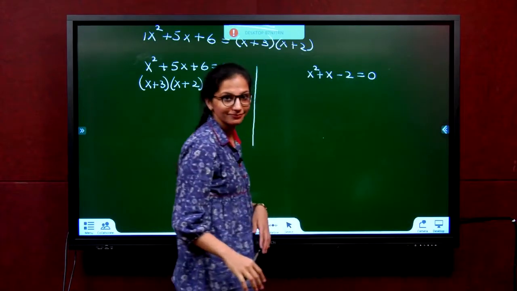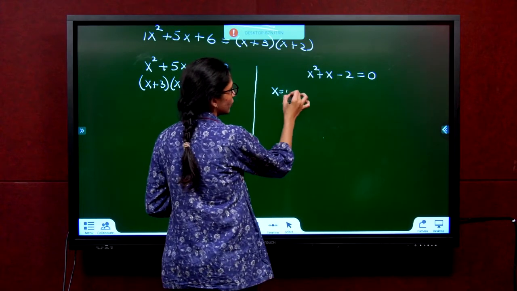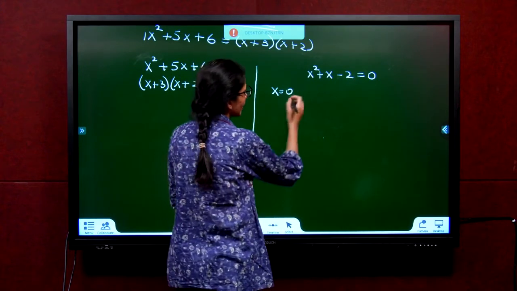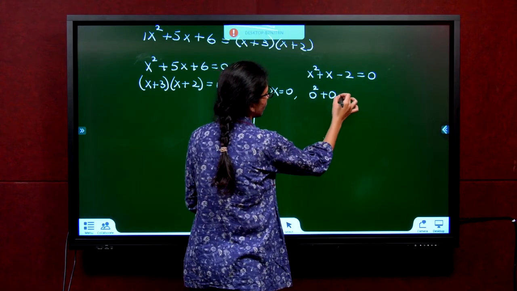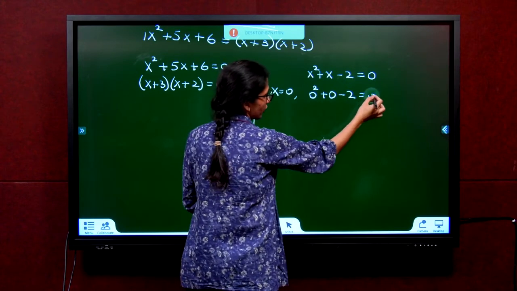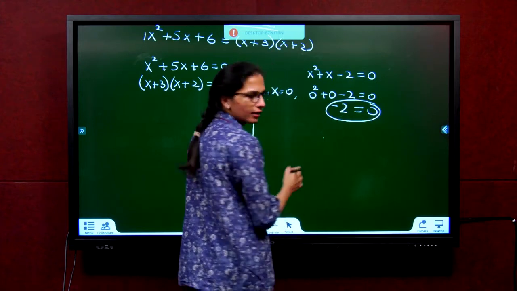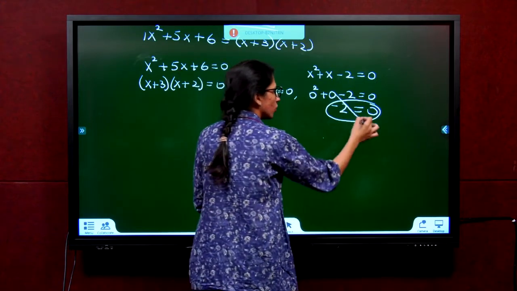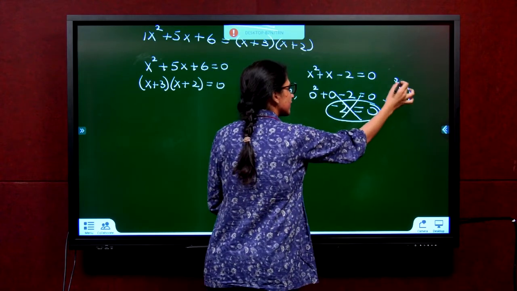Should we cut? Okay, so let's take examples here. You take x equals 0. If I take x equals 0, what happens? 0 square plus 0 minus 2 is 0. You want 0, so you're checking whether this is possible. Minus 2 is 0. Is it possible? Is LHS equal to RHS? No. That means x equals 0 does not satisfy this equation.